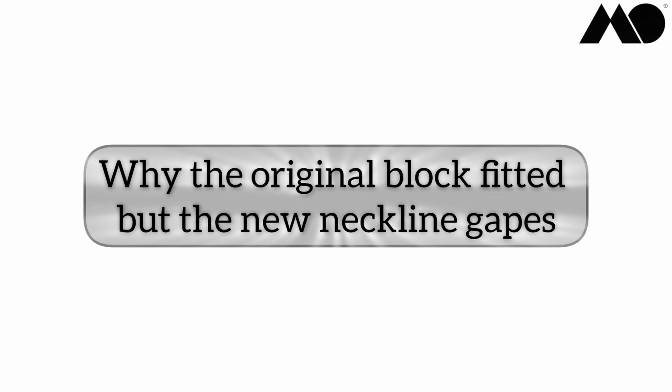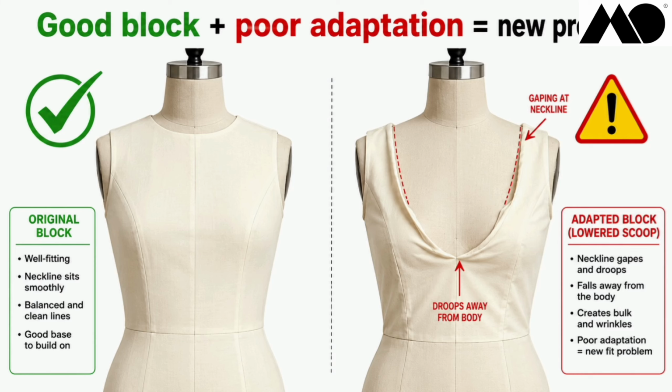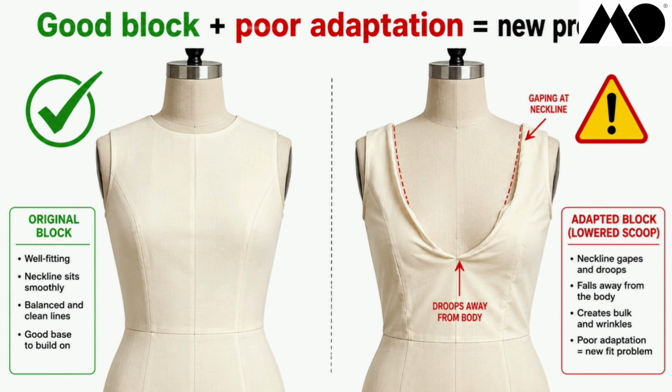One confusing thing about neckline gaping is that the original block may have fitted well. So you may think, but the block was correct. Why is the neckline now gaping? The answer to this is that when you change the neckline, you change the behavior of the pattern. You removed fabric, changed the edge, changed the balance of the upper bodice, or you may have exposed an area of the body that the original neckline was not designed to control. So the original block can be fine, but the adaptation can still create a problem.